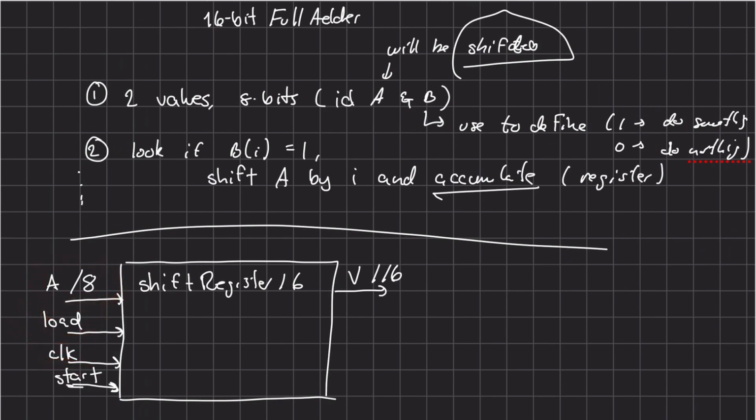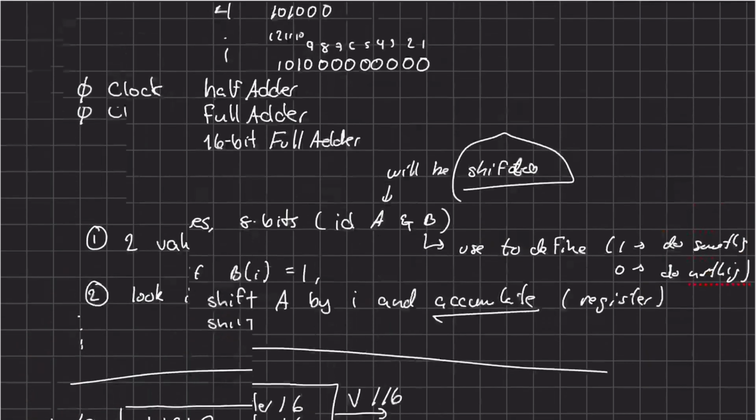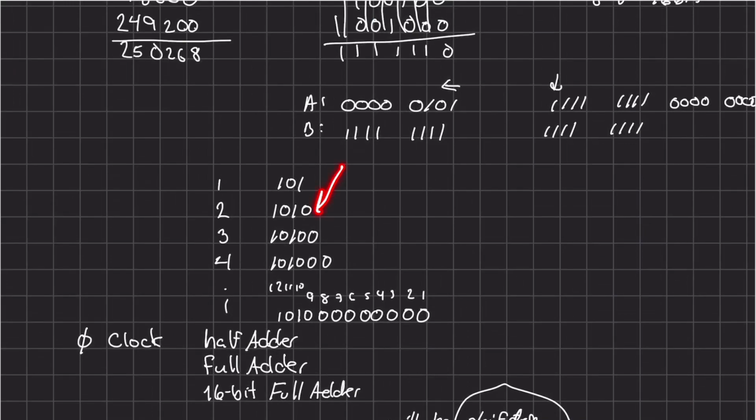And then after that, once the value is loaded, we set the start to 1 and keep it at 1. At each rising clock, we will shift the register by 1 to the left, and this will be output in this V output that is 16 bits. Okay, so this module will do that job over there. Okay, so let's do this.